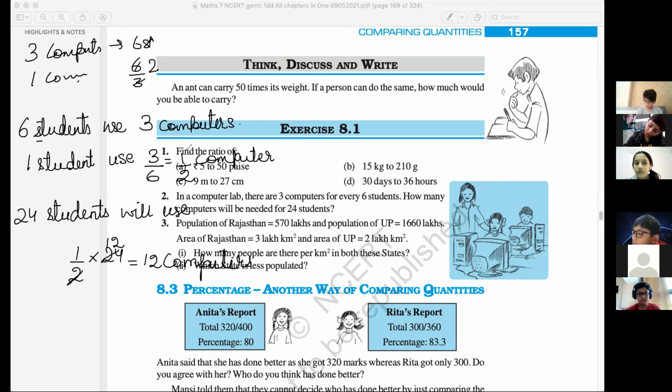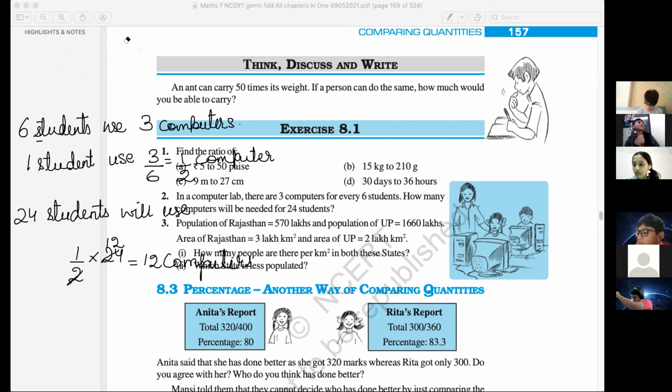You need to find out for 1 student, not for 1 computer, because in the question they have asked the number of computers for 24 students. So student should be here on the left hand side. Don't write this one. This is clear what I have written: 12 computers will be needed for 24 students. 24 students will need 1 by 2 into 24, which is 12 computers.